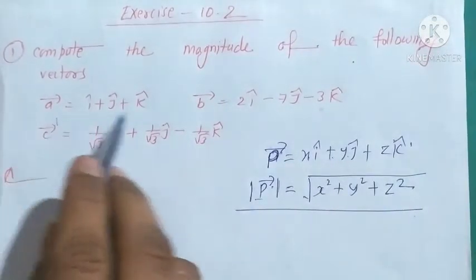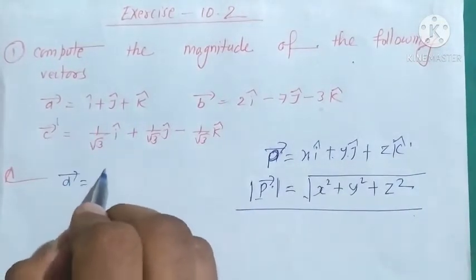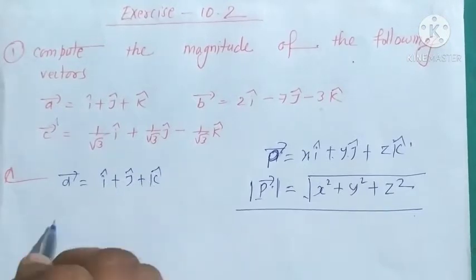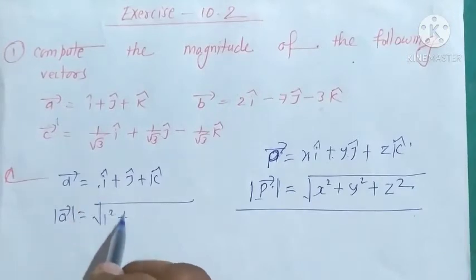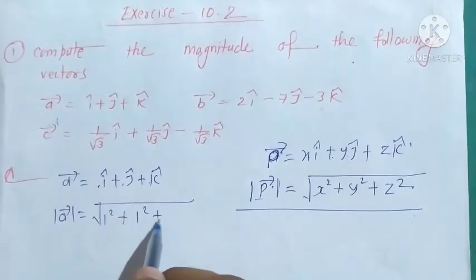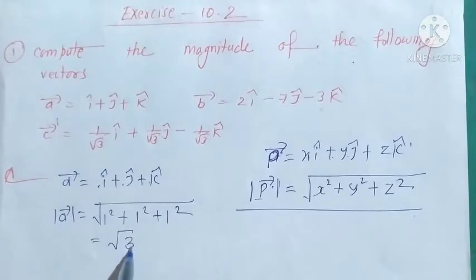So how do we find its magnitude value? A is equal to, firstly we write this vector here, under root. What is the magnitude value here? 1, here 1 and here also 1. So under root 3.